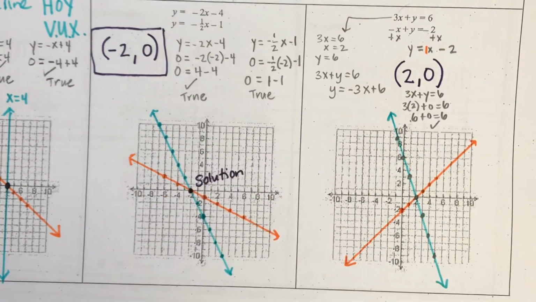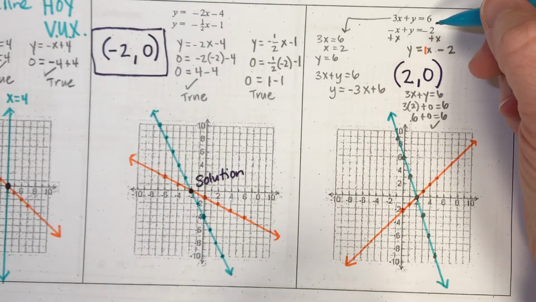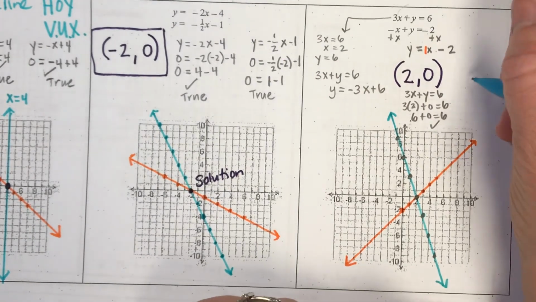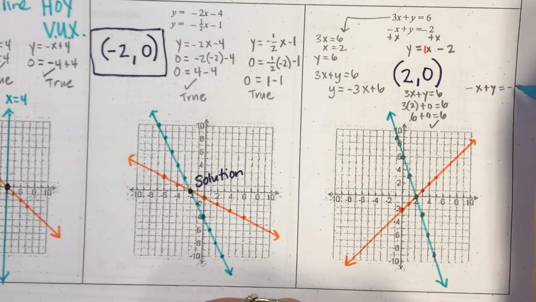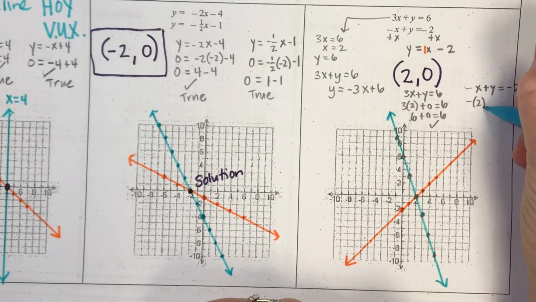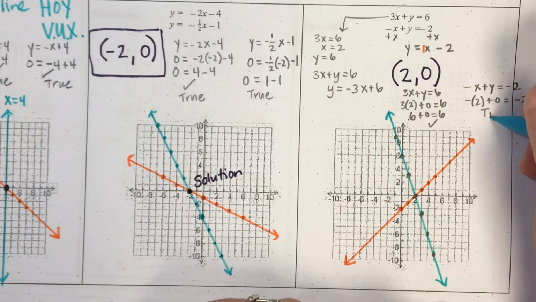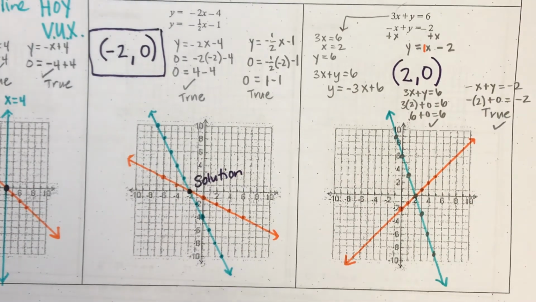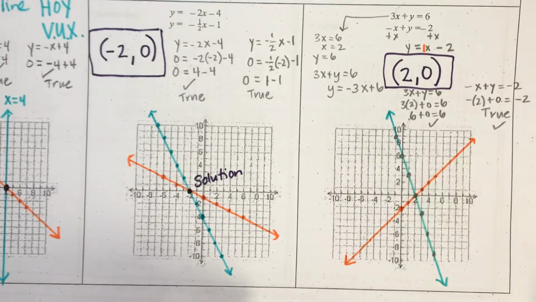I've confirmed that that is indeed the solution, but it has to work for both. So there's two equations. I need to check both equations for the system. So negative x plus y, will that equal negative 2 if I substitute in a 2 here? Opposite of 2 plus 0, is that equal negative 2? That's totally true. I have confirmed that that is our solution. So here are the first 3 examples for your notes.